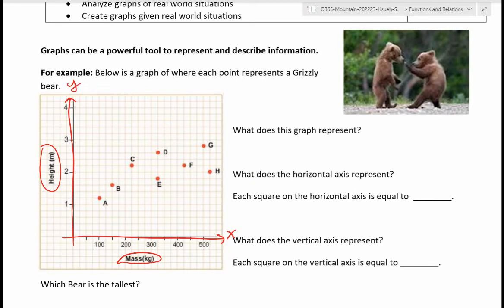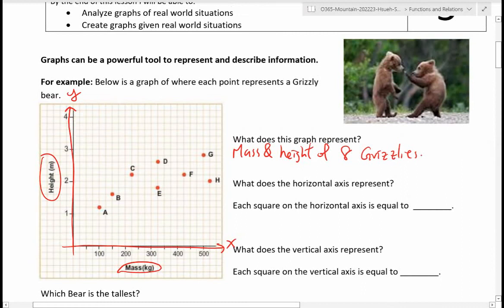Well, here it says below is the graph where each point represents a grizzly bear. So this graph represents the mass and height of how many? 1, 2, 3, 4, 5, 6, 7, 8 grizzlies. 8 grizzlies. Each point represents a grizzly bear, and each point tells you how much they weigh and how tall they are, what their height is.